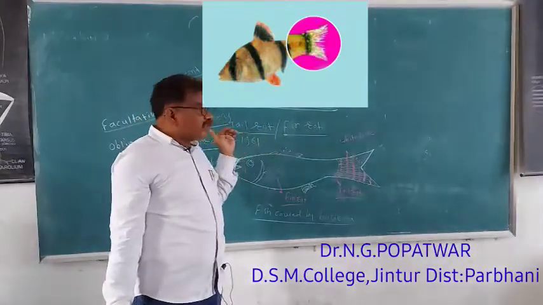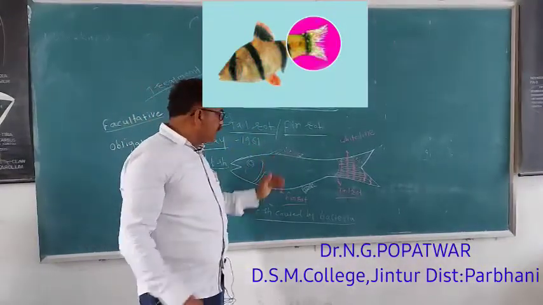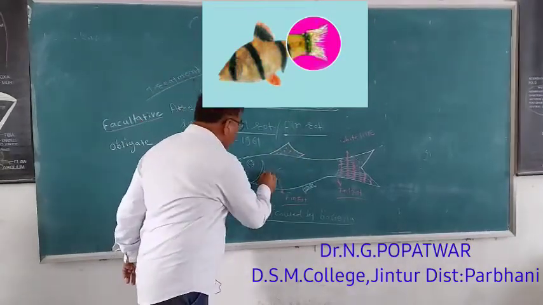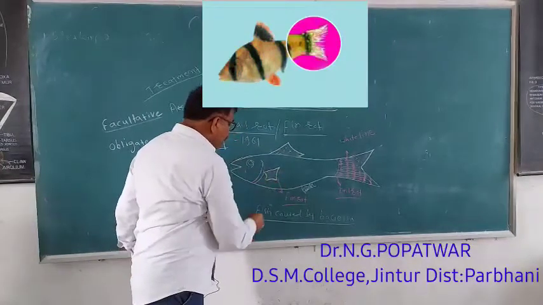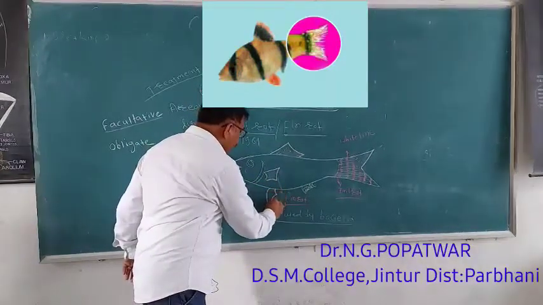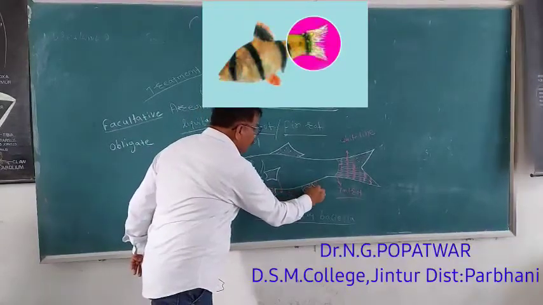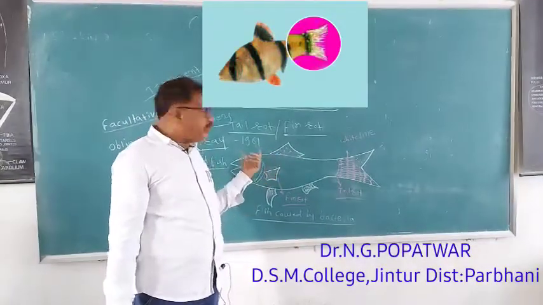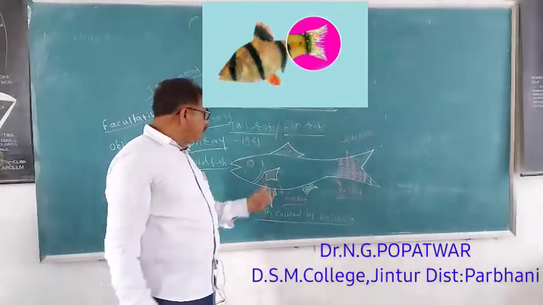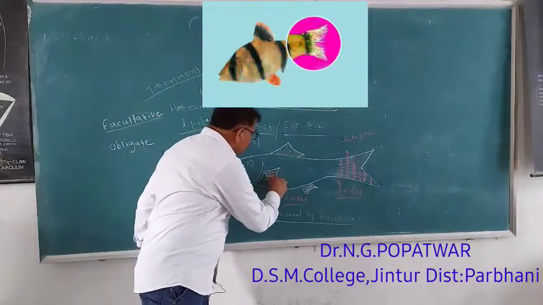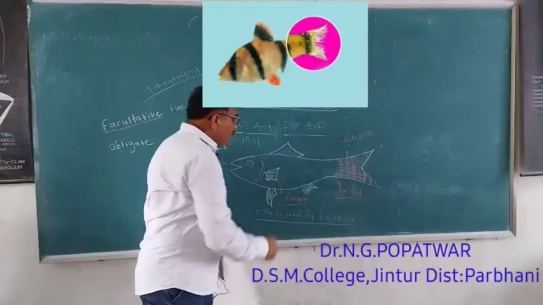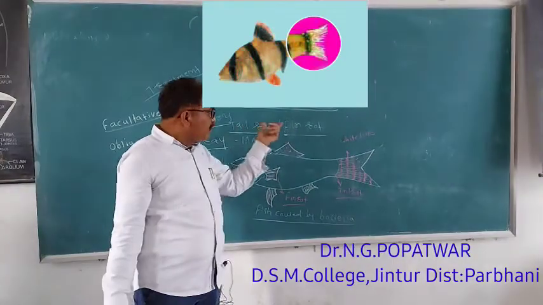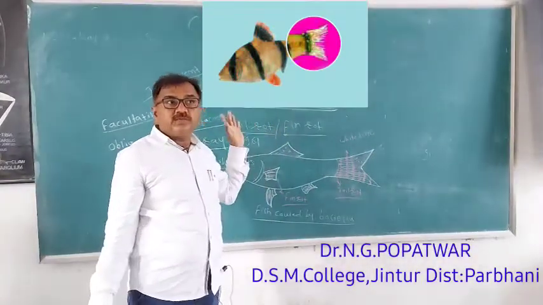The bacterial pathogens can also attack the other fins: the dorsal fin, the pectoral fin, the pelvic fin, and the anal fin. When these fins are affected and fall off due to these bacterial pathogens, that disease is called fin rot. So tail rot and fin rot are different, they are separate.